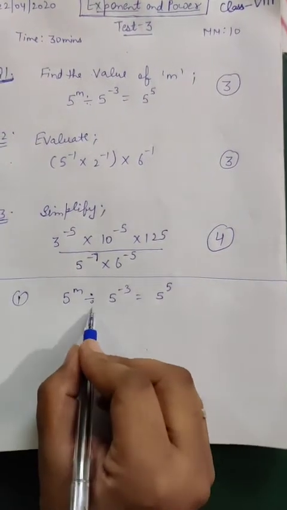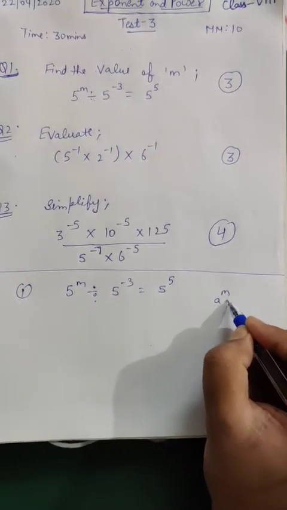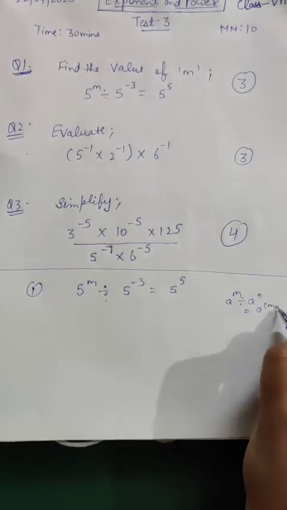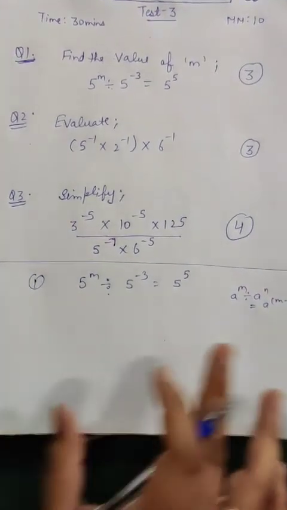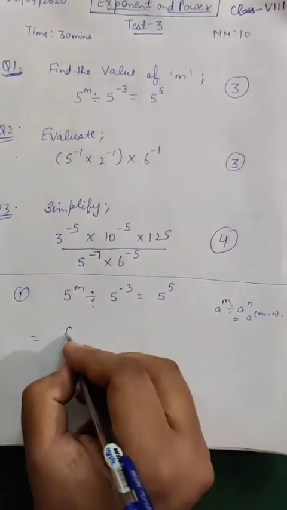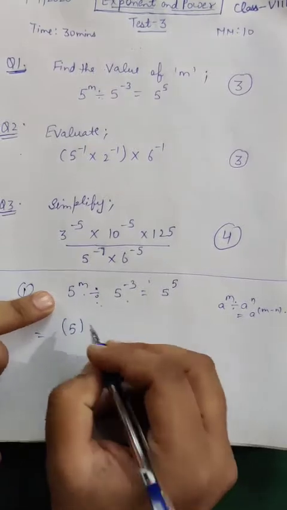Now here the division sign is there, so which law do we need to recall? a raised to the power m divided by a raised to the power n gives the result a raised to the power m minus n. Now here 5 raised to the power m divided by 5 raised to the power minus 3. So apply the law of exponents.